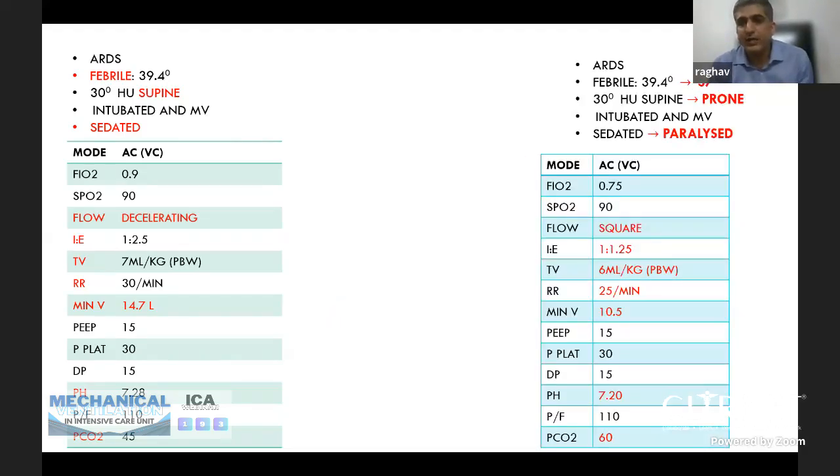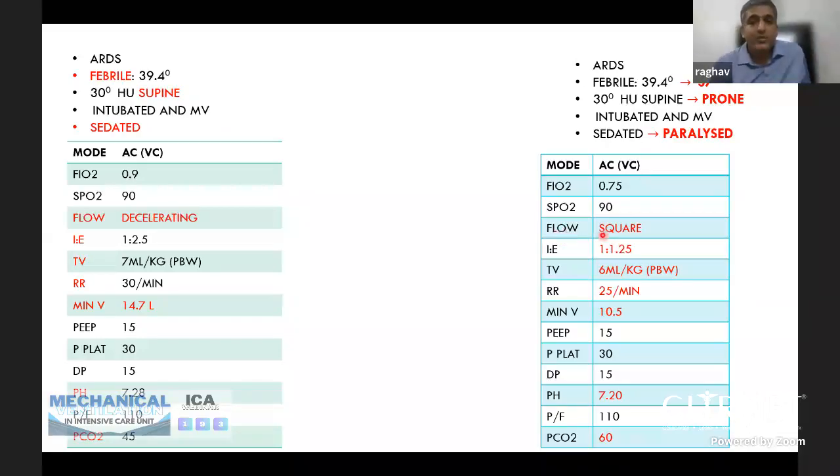First of all, we tried to reduce the patient's fever by giving him antipyretics and cold sponging, and it was reduced to 37 degrees. Why? Because this will decrease the CO2 production, and we would be able to decrease the minute ventilation. Second, he was in supine position. We turned him prone, which will increase the recruitment and give better ventilation. Third, he was just sedated initially and we paralyzed him with an infusion of atracurium.